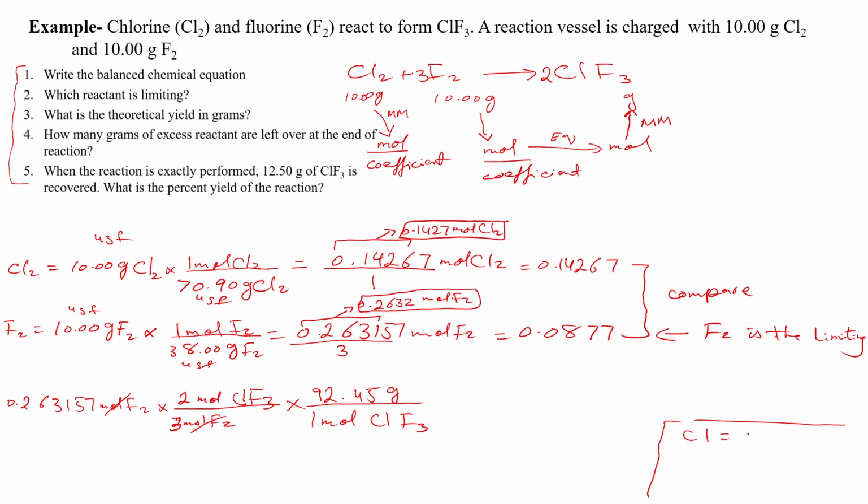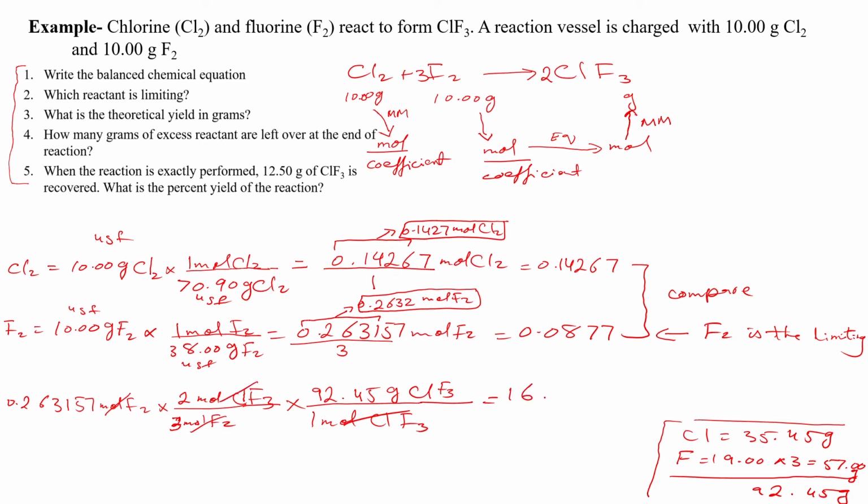So chlorine is 35.45 from the periodic table. F is 19.00 from the periodic table. We have 3 fluorines, so I'm going to multiply it by 3, and then we will add all those numbers. So 19 times 3 is actually 57. So this is the molar mass of chlorine trifluoride. Moles are cancelled, and you have 16.2192 grams of ClF3.